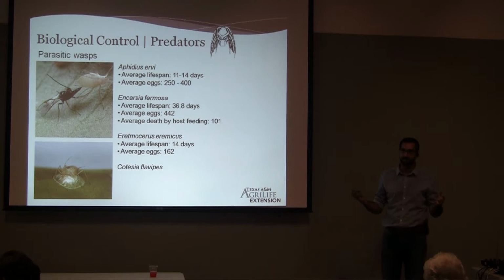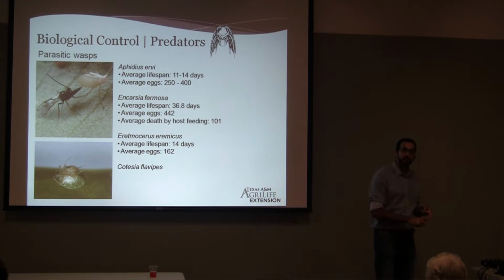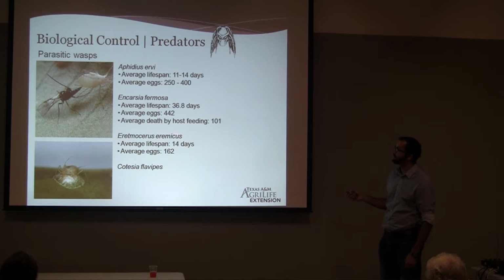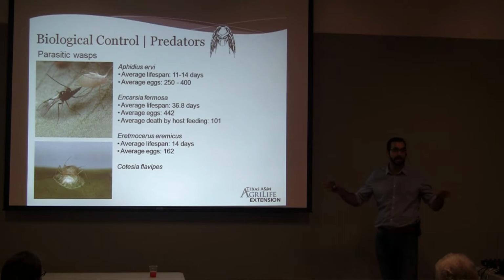And you have a number of different ones. You have parasitoids that are specific to aphids. You have one specific to whiteflies. So Encarsia formosa or Eretmocerus eremicus are for whiteflies. They'll lay 442 eggs in their lifetime or 162 eggs in their lifetime. So that means they'll kill at least that many organisms in their lifetime.